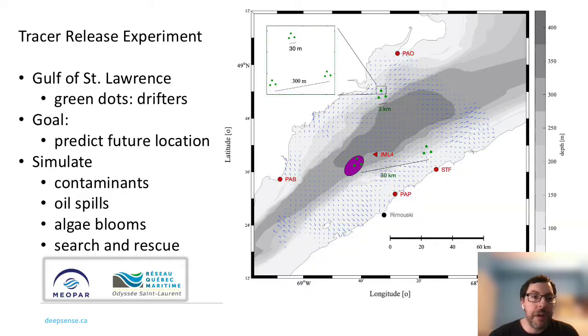The tracer release experiment by MEOPAR and RQM in the Gulf of St. Lawrence released hundreds of small drifters floating along the water that then moved over time, recording their position every several minutes or hourly. The goal of this work is to try to predict where things will move, for example, pollution, oil spills, algae blooms, or boats that are drifting and need to be helped with search and rescue.